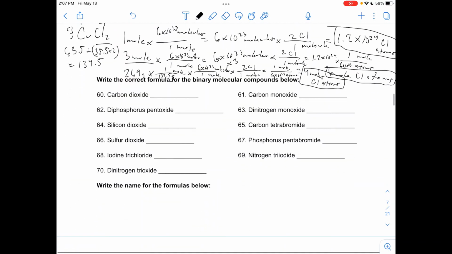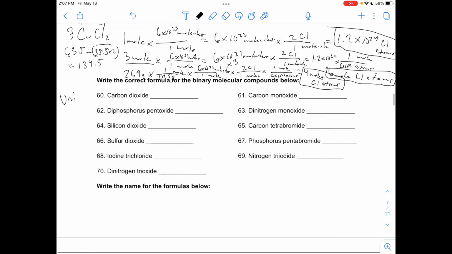Alright, so that's unit 3 for you folks. I'm going to go to naming next, unit 1. So we're going to give the correct formula for these. The first one's carbon dioxide, which is easy. CO2. Diphosphorus, phosphorus is P, so 2P, and pentoxide, so 5 oxygens.